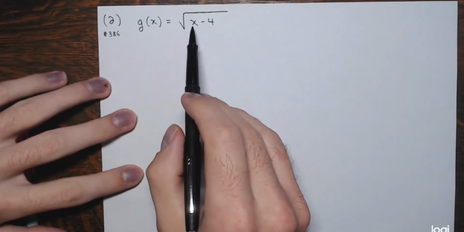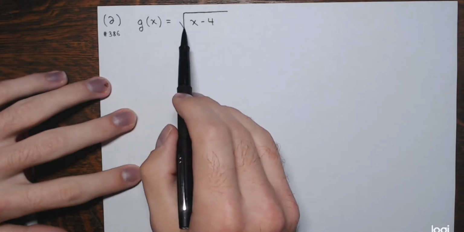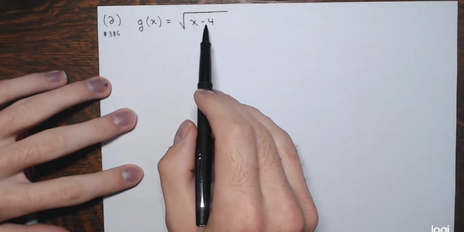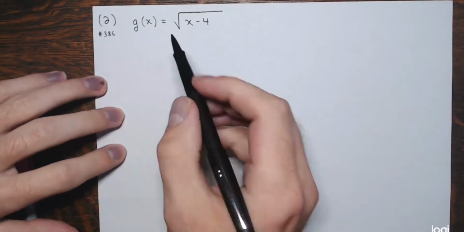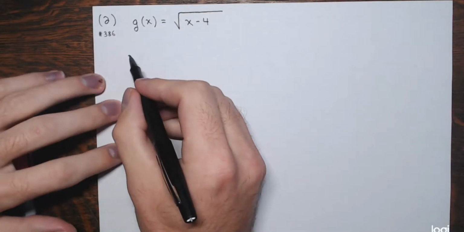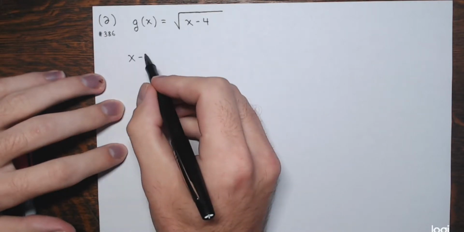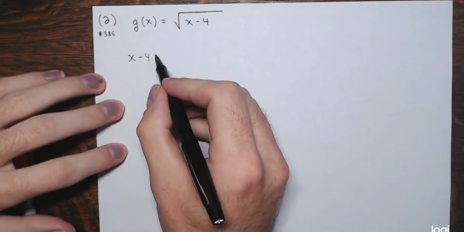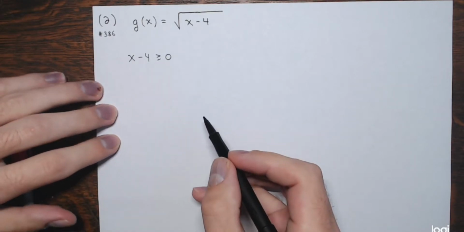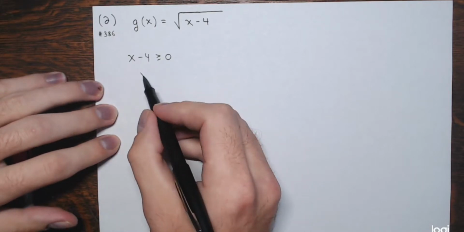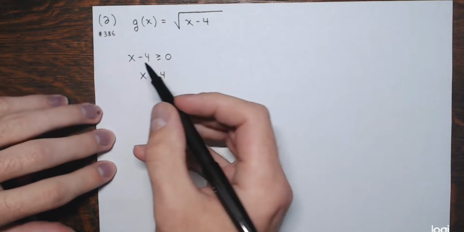Another square root function. We have g of x equals the square root of x minus 4. First the domain. Now it's another even root, so the expression inside the root, x minus 4, needs to be greater than or equal to 0. It can't be negative. Simply adding 4, we see that x has to be greater than or equal to 4. And there's the domain.